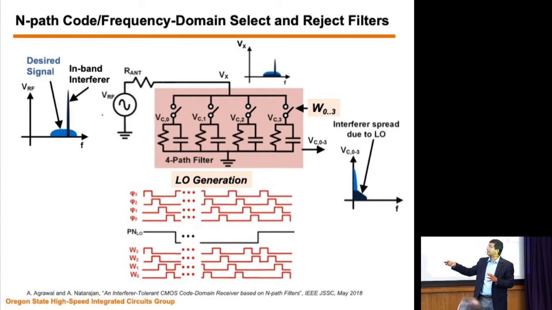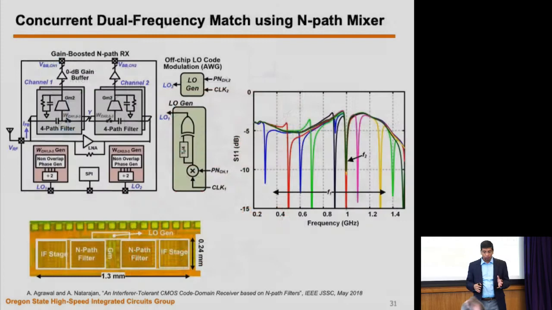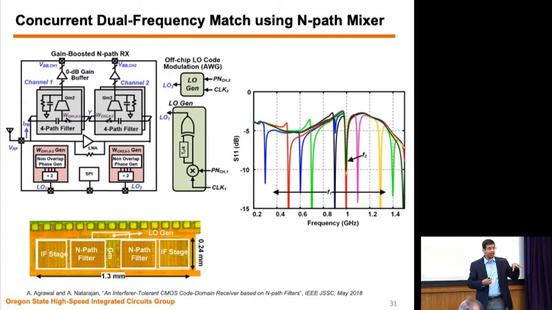And what you can also do is, instead of just correlating with one code, you can cascade these filters. So the first correlator works on looking at some part of the signal and receives it and lets the rest of the signal go through. The next correlator now correlates with some other part of the signal and then receives that. So this over here is a concurrent two-element code domain receiver. So what it can do is receive two code modulated signals at the same time by running the appropriate sequences on these n-path filters.